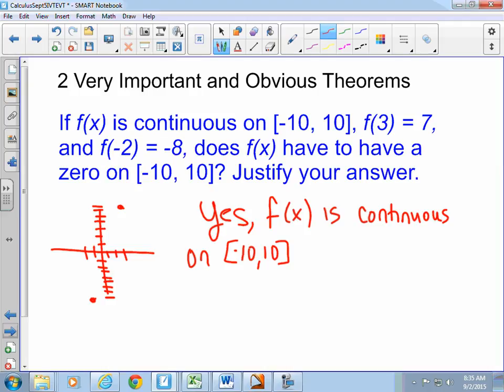Either way. On the interval negative 10 to 10 or from negative 10 to 10. Either one. Of course, okay. What else do I need to say?